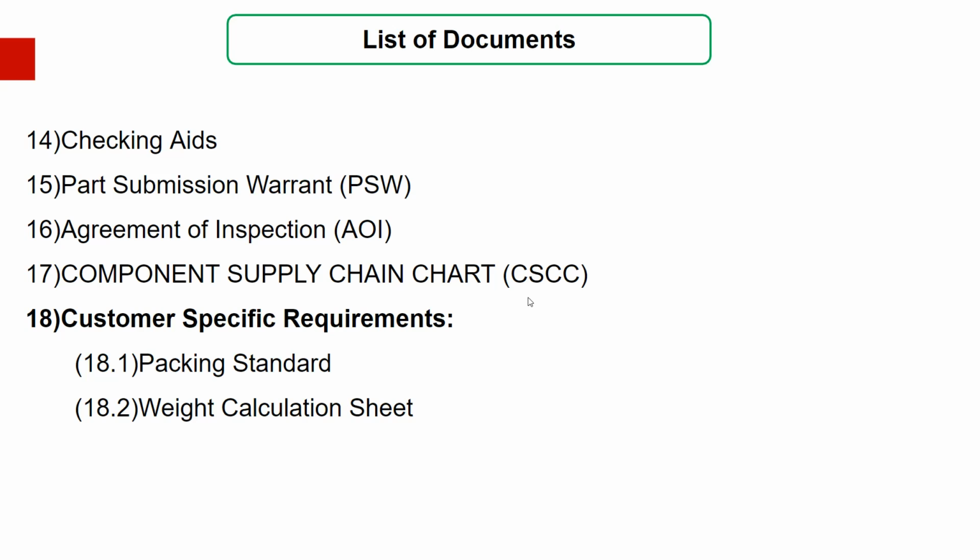What is the component supply chain chart? CSCC, here we are mentioning, suppose our customer, we are a supplier, we have our sub supplier also. So giving a list, this is the final product, this is the complete supply chain.